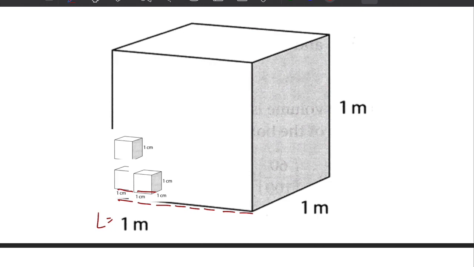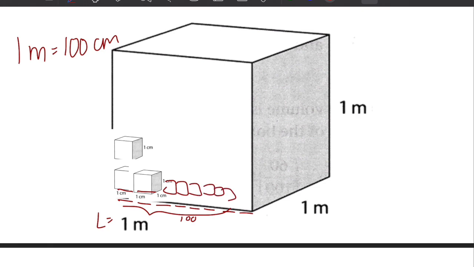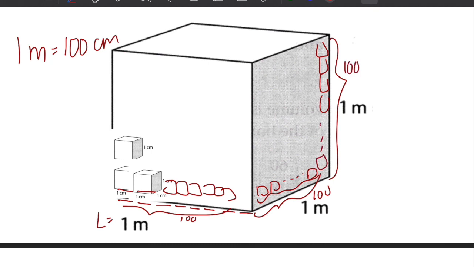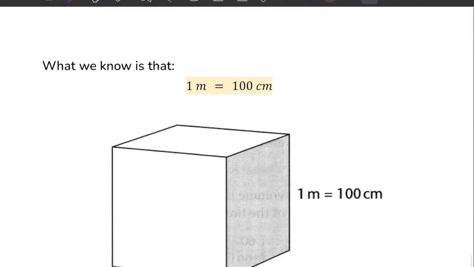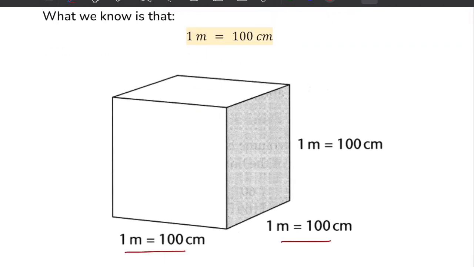So how many will we have? Well, from our formula sheet, we know that 1 meter is equal to 100 centimeters. So we're going to have 100 little cubes all along the side here. And then we're going to have 100 little ones here as well, and 100 little ones here as well, okay? So 100 cubes. Okay, and why is that again? Because 1 meter is equal to 100 centimeters. Okay, so we will be able to fit 100 cubes here, and 100 cubes here, and 100 cubes here. Okay, so let me show you a better picture. There it is, 100, 100, 100.